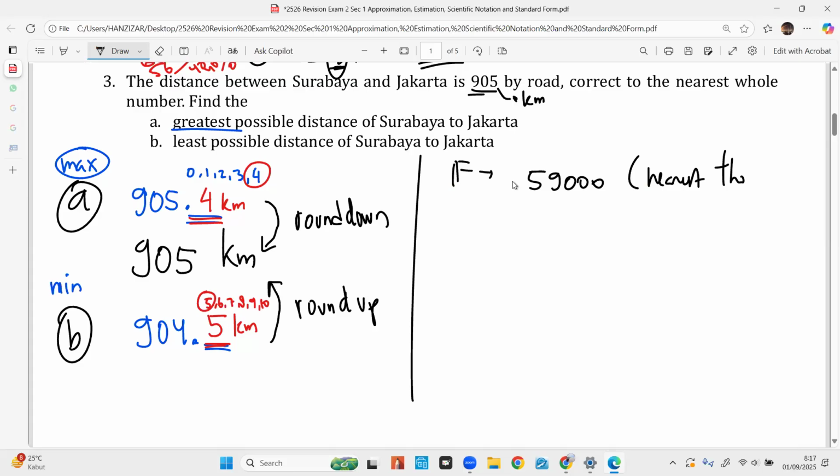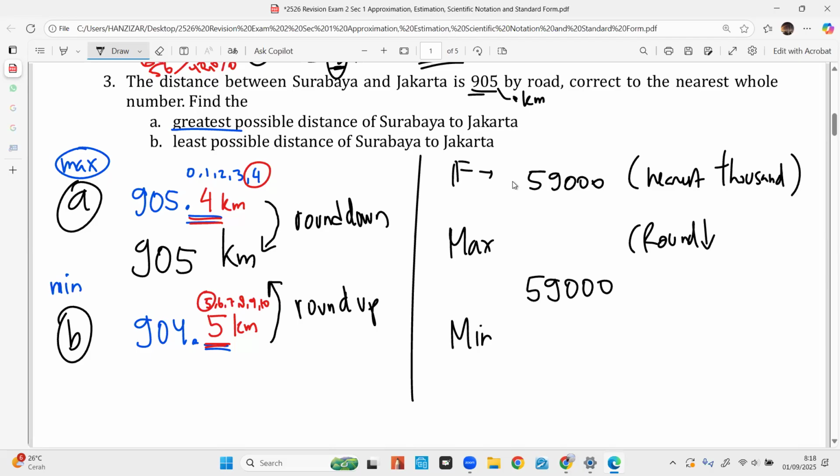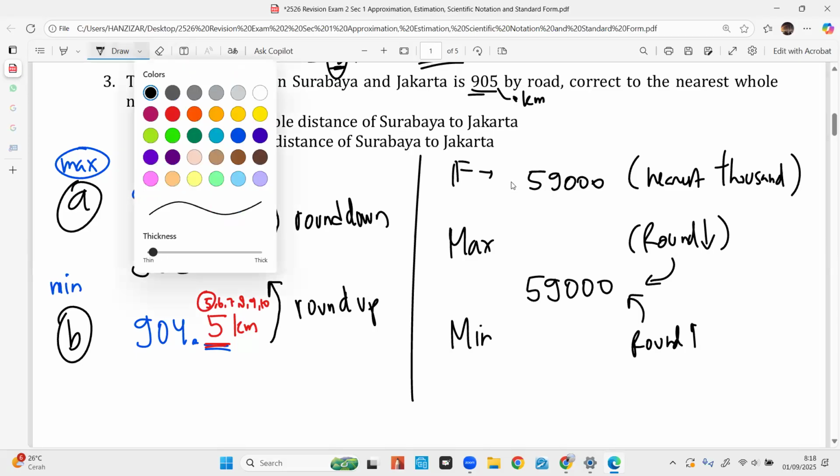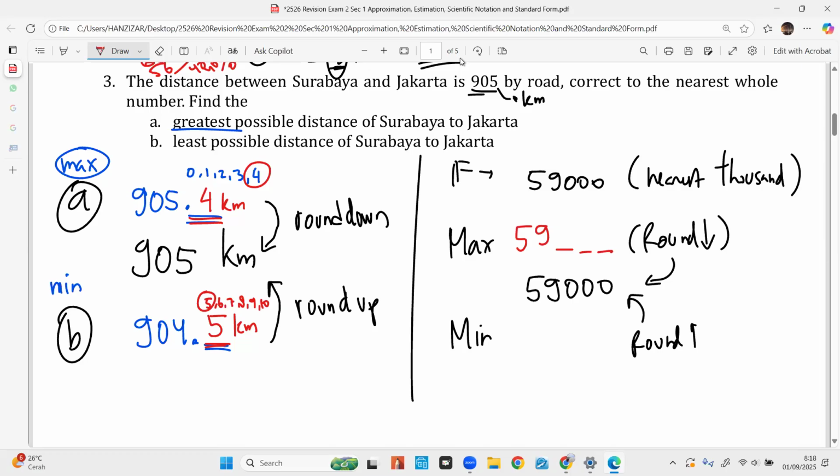Okay, 1,000. First thing first, you put it right in the middle, and then you find the maximum and the minimum. The maximum needs to be increased. If you want to round it down, you will get 59,000. If you want to round up for the minimum, you get 59,000 also. What is the greatest possible value? Something, right? So this is 59, you decrease, so 58 something. There you go. That's the first thing first that you need to understand.